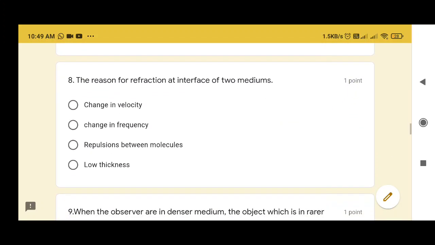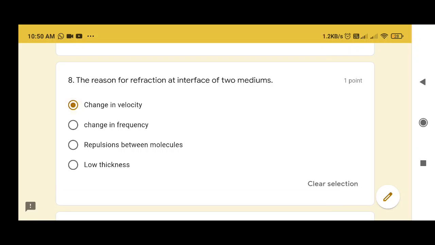Eighth one: the reason for refraction at the interface of two mediums. The answer is change in velocity. When refraction happens, the velocity changes. When light is traveling from one medium to another medium, the velocity changes. That's why refraction happens. This is the most important bit. Once again, I am repeating: the reason for refraction at the interface of two mediums is change in velocity.